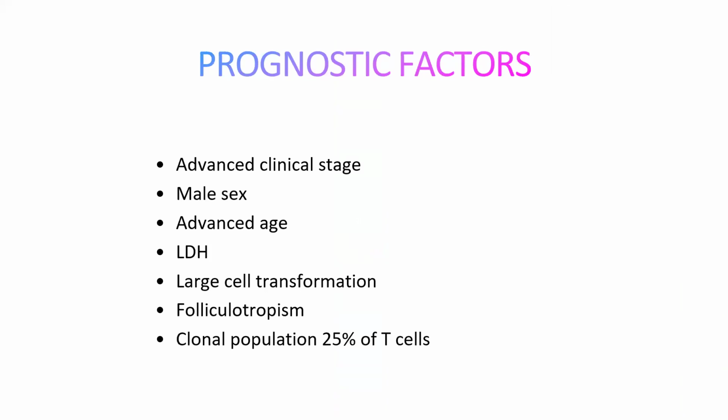The poor prognostic factors in MF include advanced clinical stage, being male, having an advanced age and therefore less ability to mount an adequate immune response against the disease, having a raised LDH, large cell transformation, especially if it's CD30 positive, and having a clonal population, as well as follicular tropism, which is when the cancerous lymphocytes invade the hair follicles, which are at a deeper level.